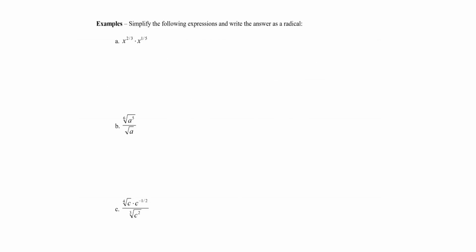Okay, here we are looking at expressions, and they ask us to simplify them and write the answer as a radical. Well, here we have x to the 2/3 power times x to the 1/5 power. And if you recall, when we're multiplying powers with like bases, we add our exponents.